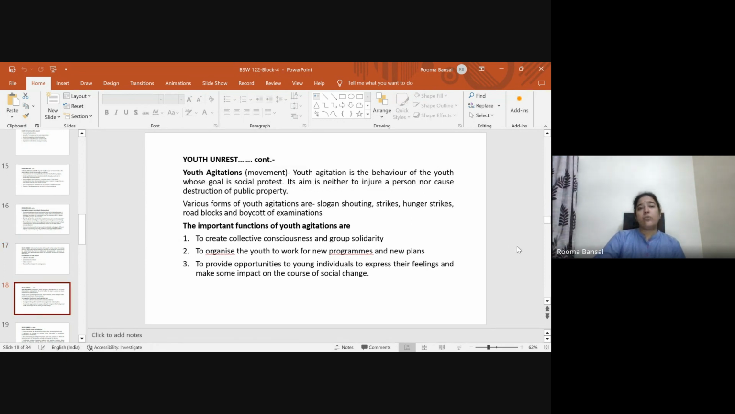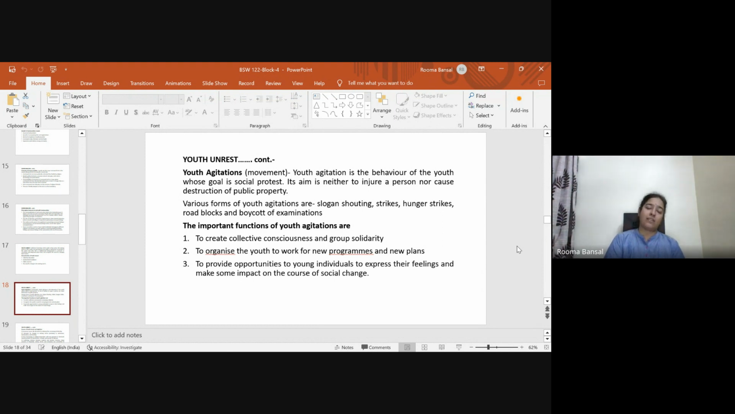Next is youth agitations, which means youth movements. Youth agitation is a behavior of the youth whose goal is social protest. It aims neither to injure a person nor cause destruction of public property. Here we are talking in a positive manner. We are talking about a movement run by youth, which is known as youth agitations. Various forms of youth agitations are slogan shouting, strikes, hunger strikes, roadblocks, and boycott of examinations.